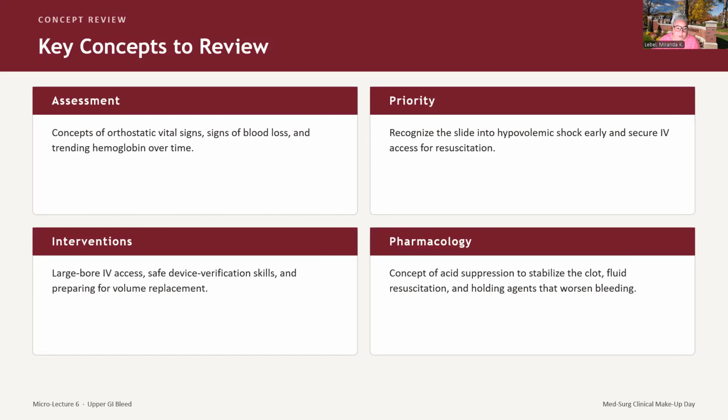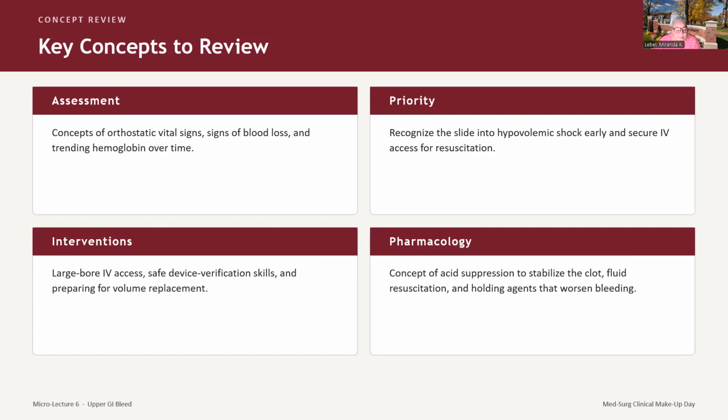Then we're going to move to priority. We're going to recognize the slide into hypovolemic shock early. We want to secure that IV access for resuscitation. Anytime you're resuscitating, you want 2 large bore IVs. And then our interventions are going to be large bore IV access, safe device verification skills, and preparing for volume replacement.